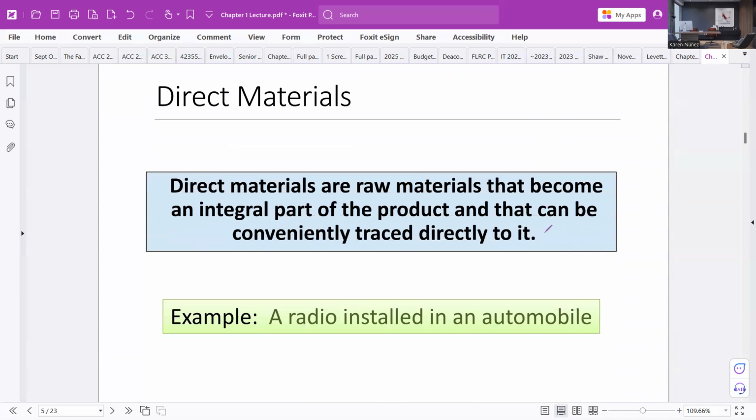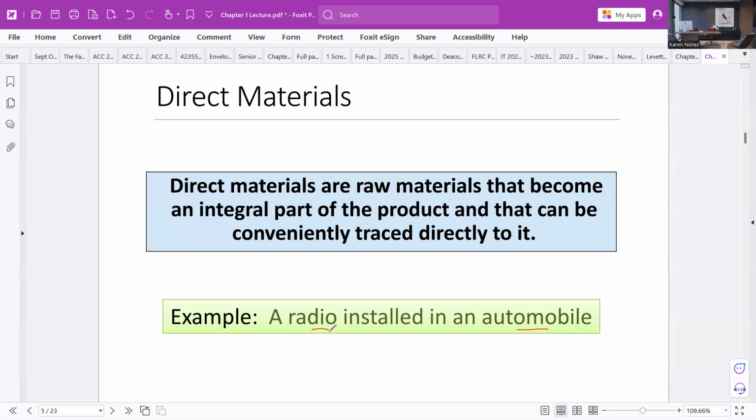What are the direct materials? Direct materials are those raw materials that are an integral part of the product, and they can be conveniently traced directly to the product or to the cost object. For example, if the product or the cost object is an automobile, the radio that you install in that automobile is traceable. It's a direct material cost.